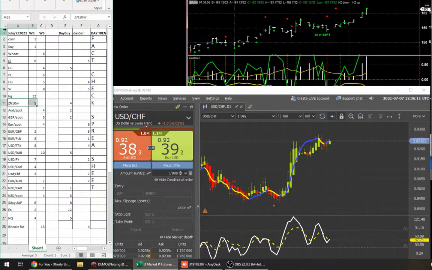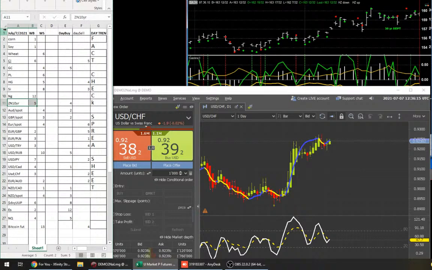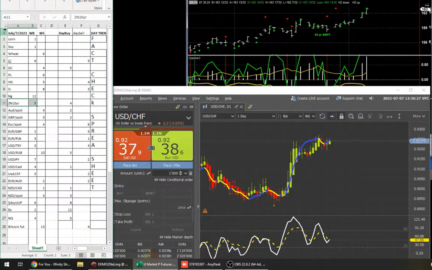Matter of fact, I think I have the pink line where it started, or the green line. There it is. So this went into a weekly buy back on May 17th. So that's June 17th, and now we're heading for July 17th next week. So we're looking at 2 full months this thing's been in a weekly buy. This thing is 7 weeks in a weekly buy here. It just keeps on rolling.